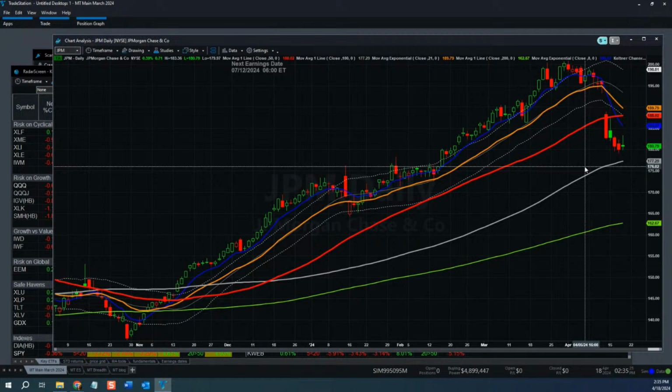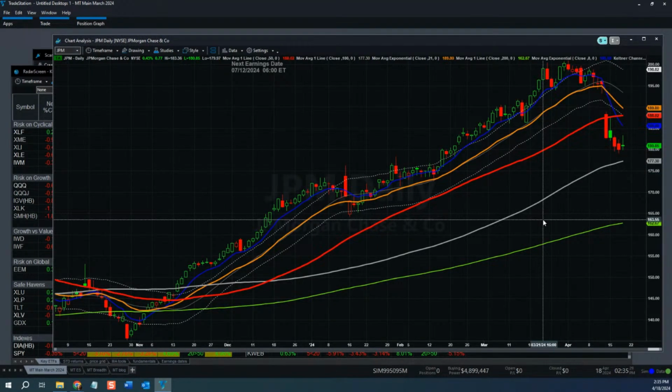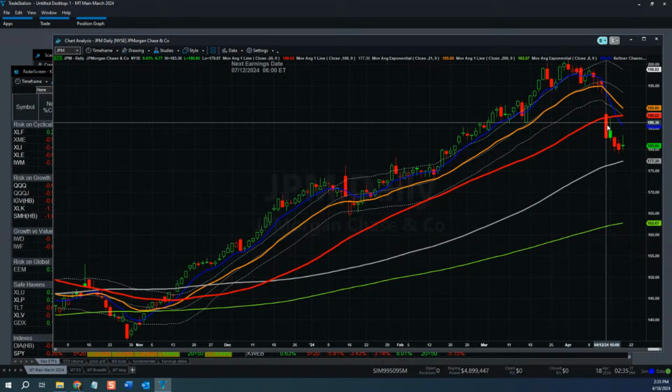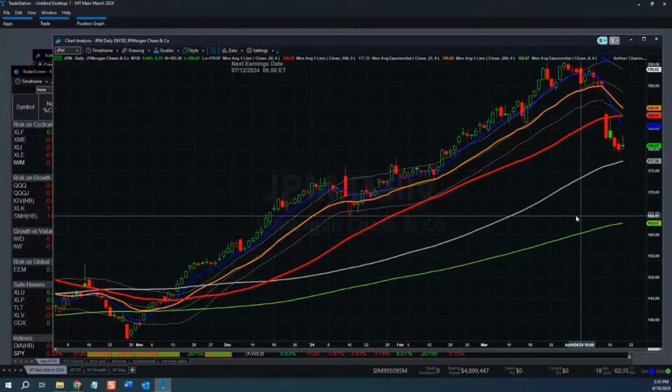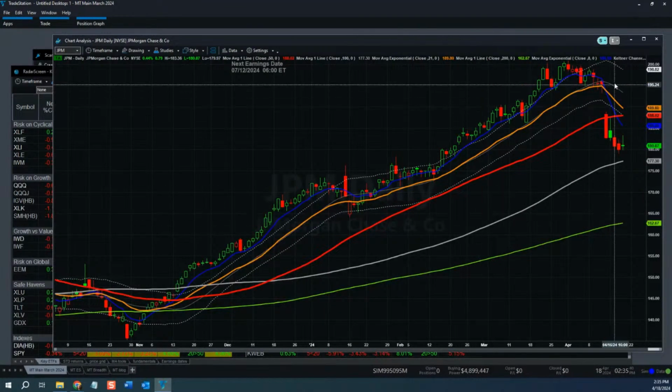But 12 days from now, after that Fed meeting, if they hold, that short-term momentum would no longer be as bearish. So I think JP Morgan here could chop around an area like this for a while. It could be something to keep on the list. All right.